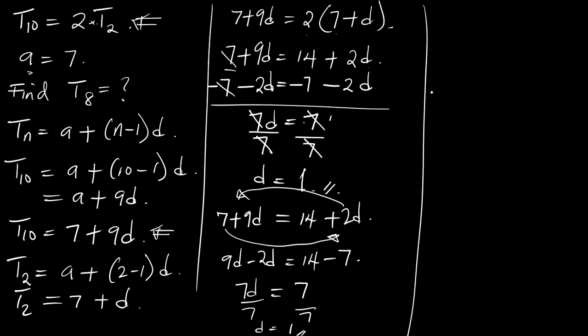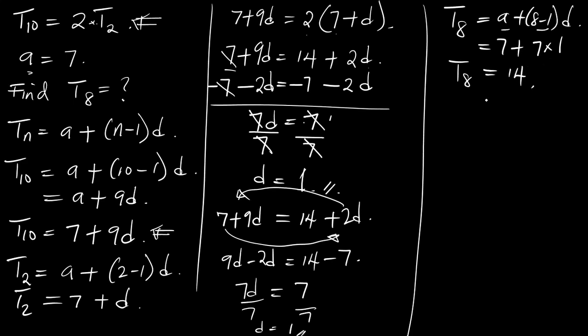So that is it. Now the way we are asked to find the 8th term, we use the general formula where a is equal to 7. You have the general formula to be a plus 8 minus 1 times d. A is 7 plus 8 minus 1 is 7 times 1. So you have 14 as the 8th term. So this is our final answer.